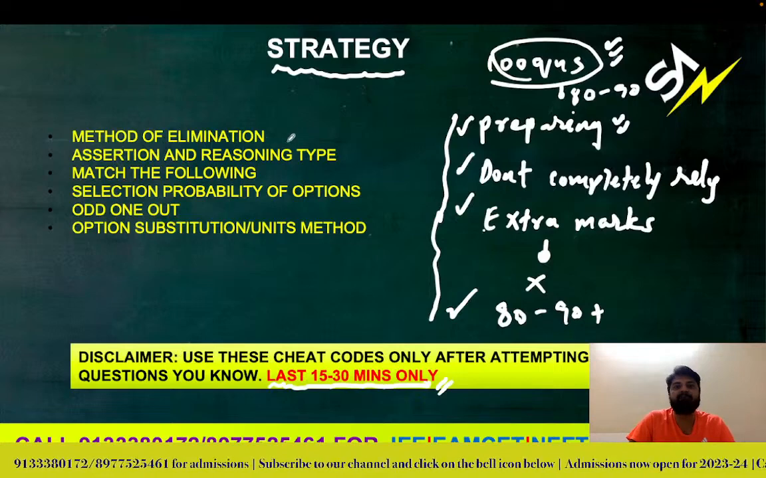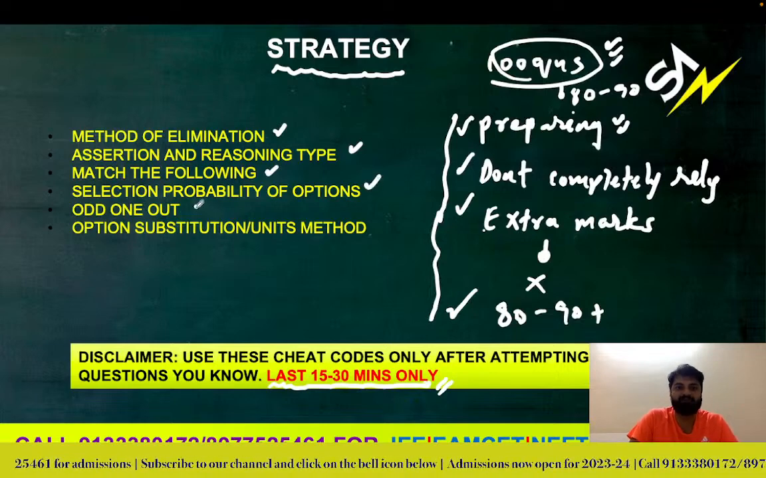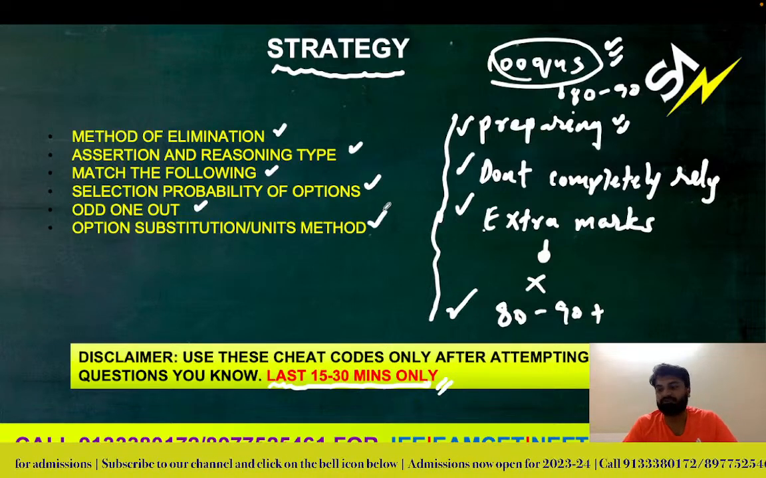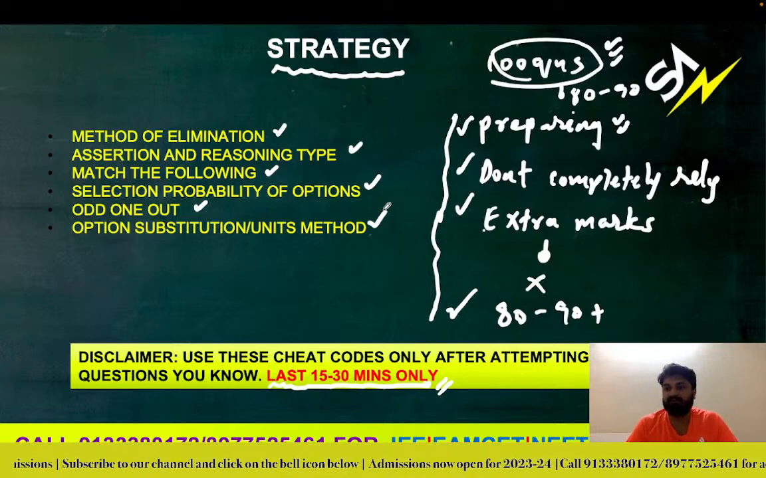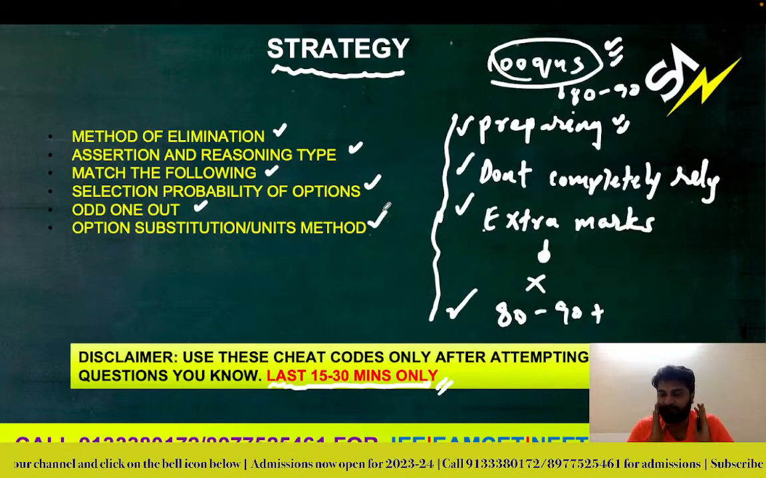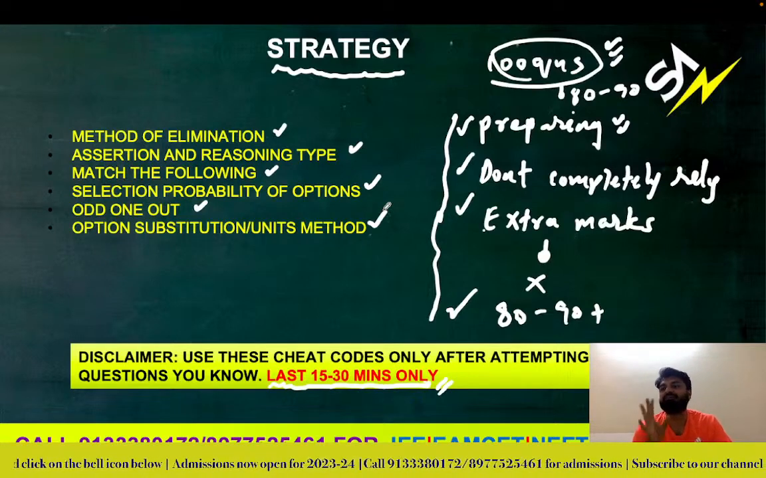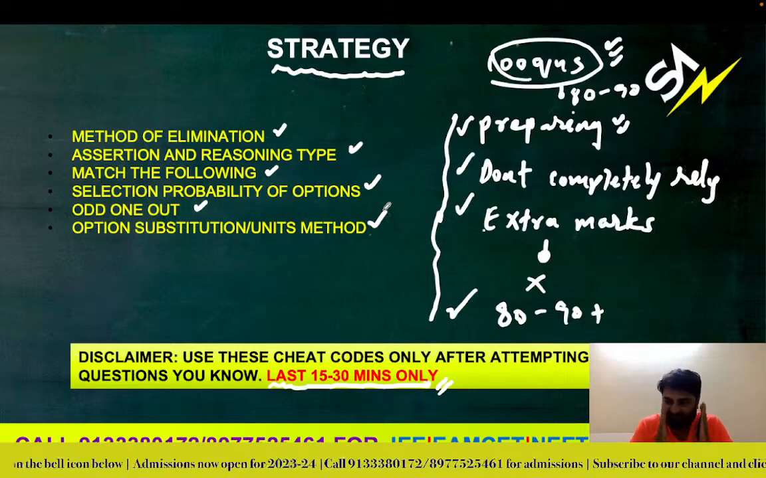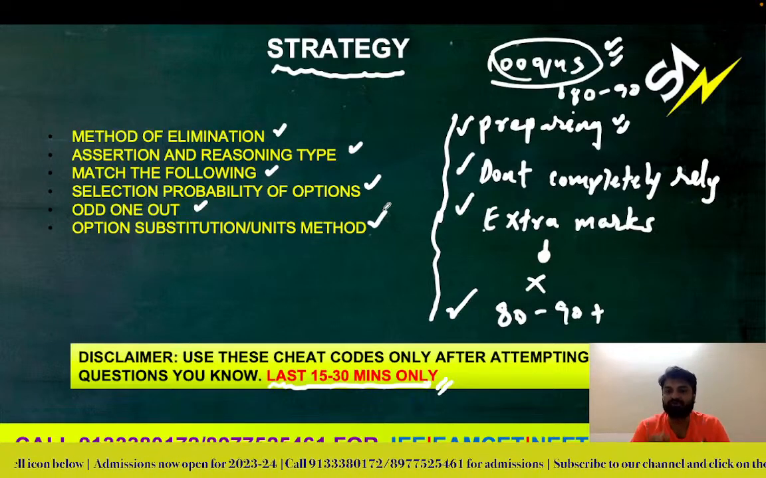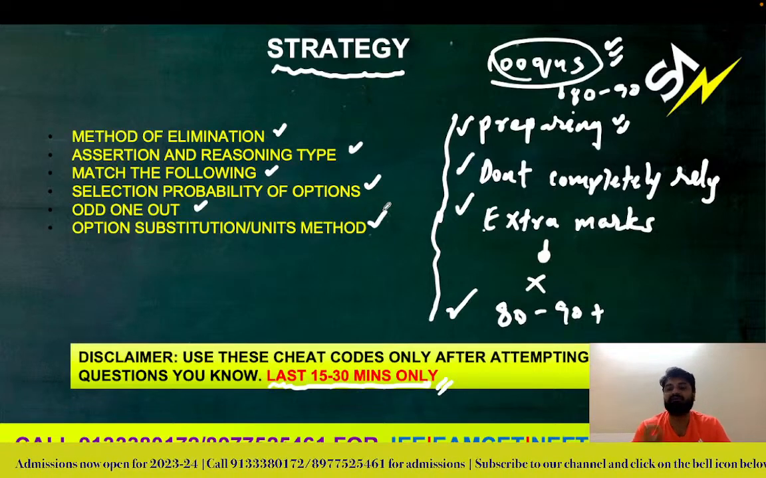So these are the methods which we will use: method of elimination, assertion reasoning type, match the following, selection probability of the questions, odd one out, and option substitution method. With an example I will show you each and every method, how you can use it. But again, disclaimer, you can use this only for the questions which you don't know, the questions you are not able to solve.